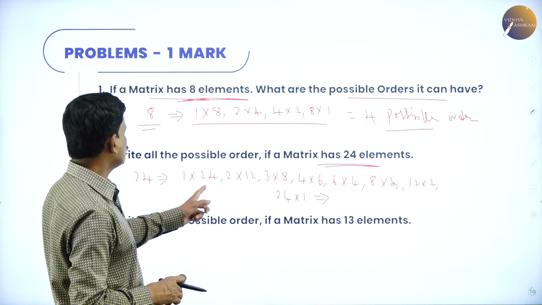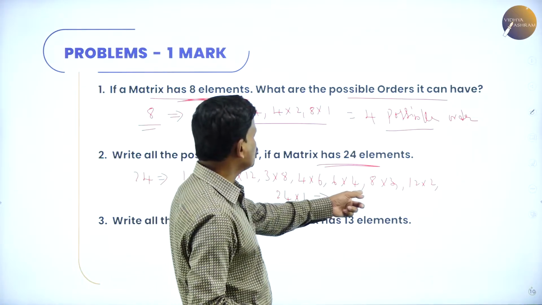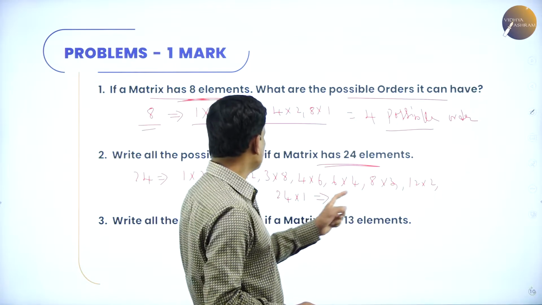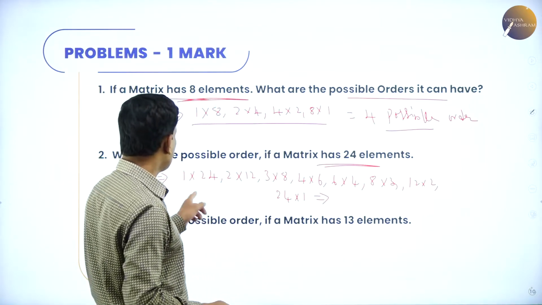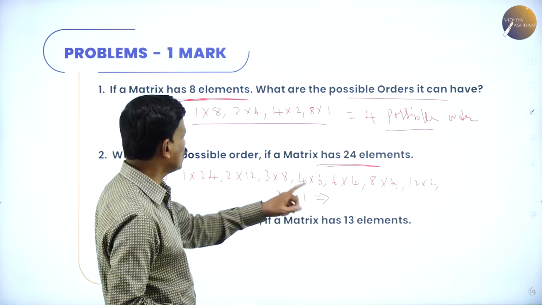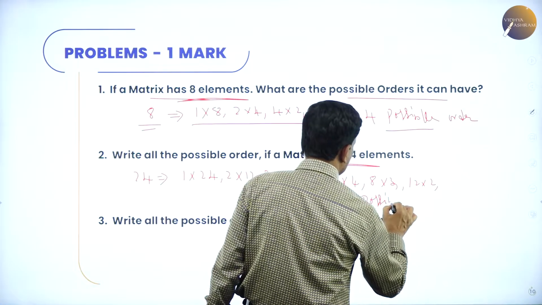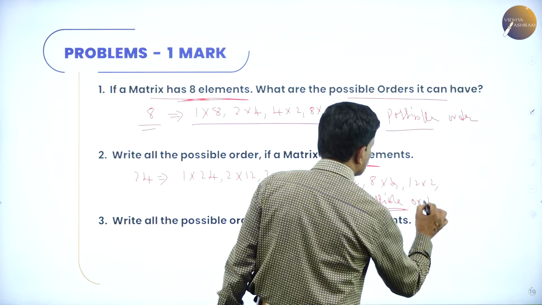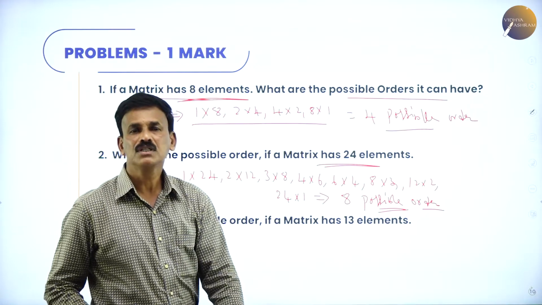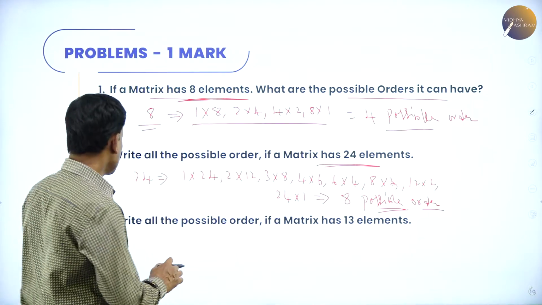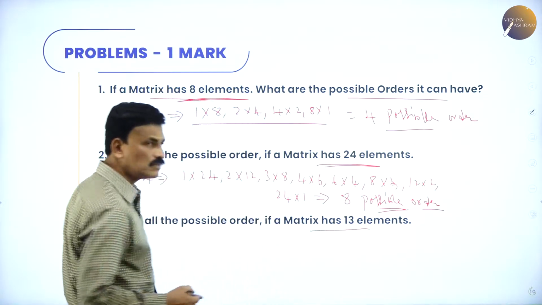So 1 into 24, 2 into 12, 3 into 8, 4 into 6, 6 into 4, 8 into 3, again 12 into 2 and 24 into 1. So the possible orders are 1, 2, 3, 4, 5, 6, 7 and 8, 8 possible orders we can write for a matrix having 24 elements. Okay, right. Now let us come to the next problem. What is the next? Same. Write all the possible orders if a matrix has 13 elements.